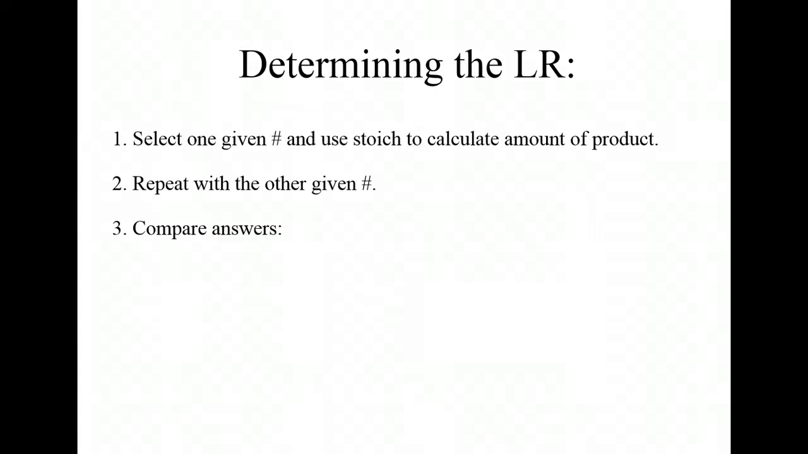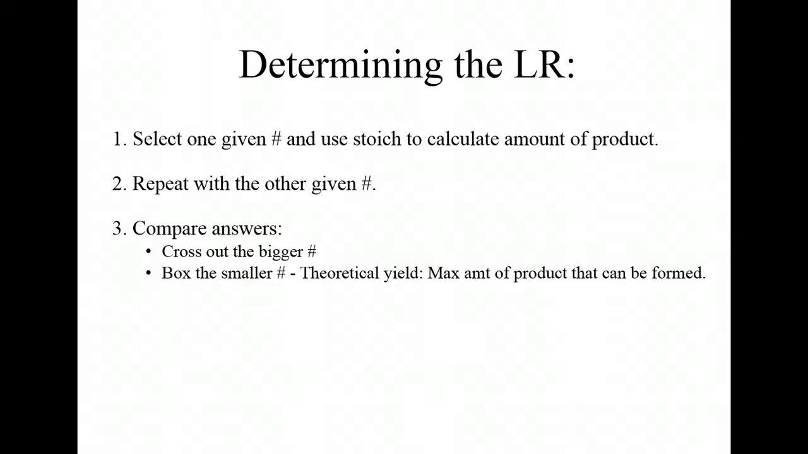And I always encourage students to right away cross out that bigger number. It is not an amount of product that we can actually make, and it's not useful in our problem at this point, and so we want to eliminate it. We also should box the smaller number because that's the amount of product that we actually can make. And the term used in chemistry for that amount is the theoretical yield. The theoretical yield is the maximum amount of product that can be formed, assuming that everything goes really perfectly.